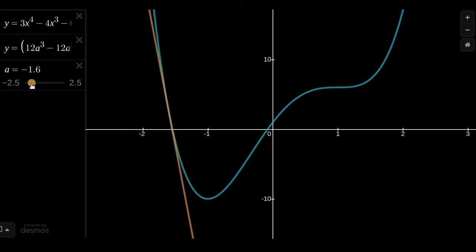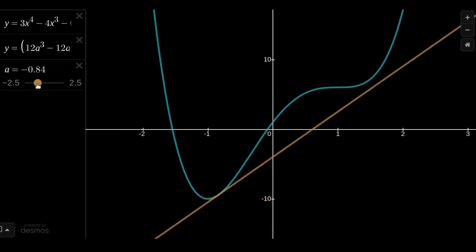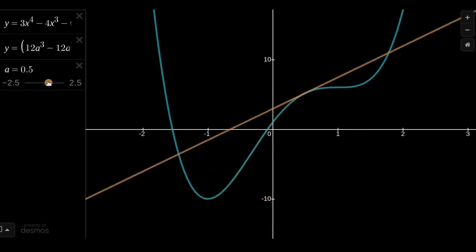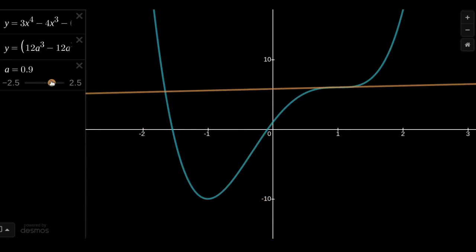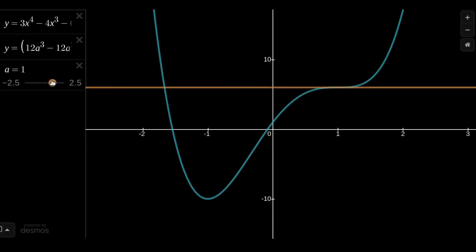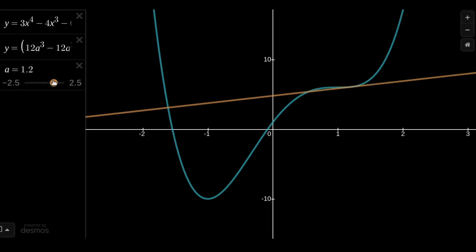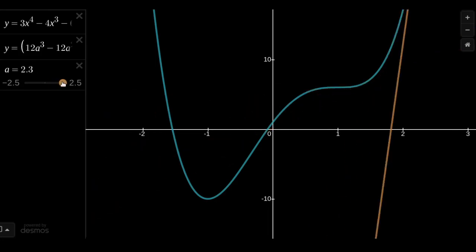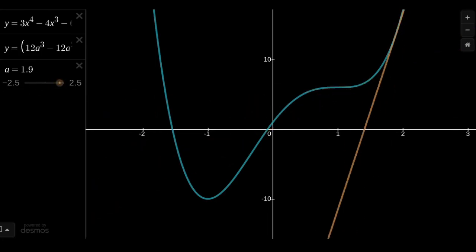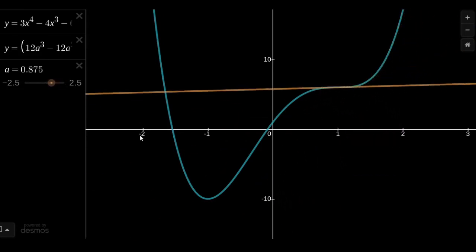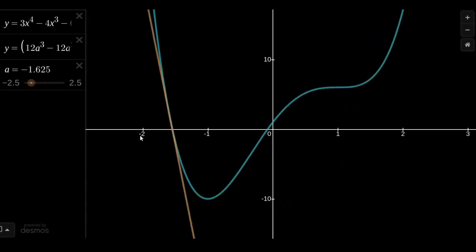Okay, we got negative slopes, negative slopes, negative slopes. Oh, we hit 0 down in here. And then we go positive, positive, positive, positive, positive. Oh, stop. Get a 0 slope right there. Now, as we keep going, it's back to positive again. So if I just put that slider on play, you can see that it's just bouncing right around there.